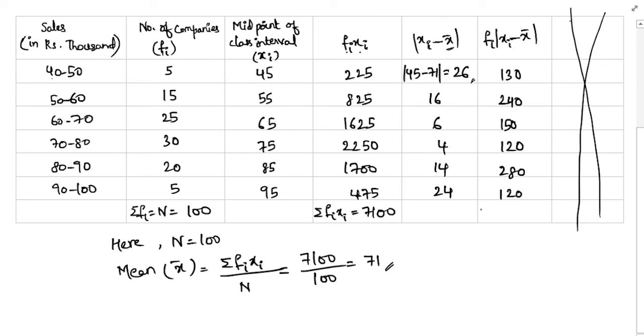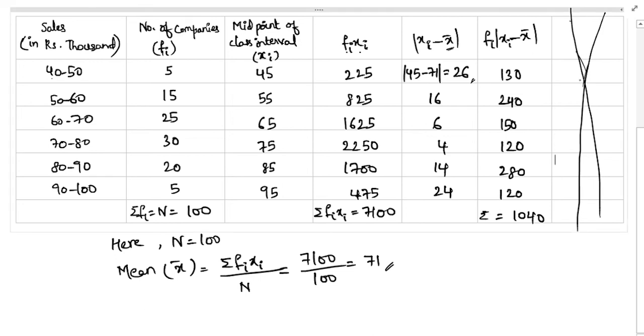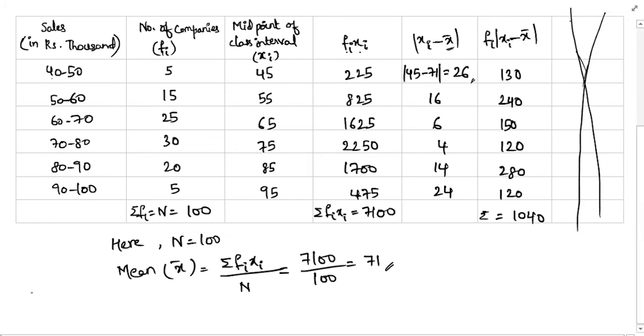Now we have to find the summation of this also. So this will be equal to 1040. Actually, this column is extra. I have by mistake drawn it as extra, so that's why I have cancelled it. Now we have found fi into modulus of xi minus x bar also, so now we will proceed to the mean deviation.